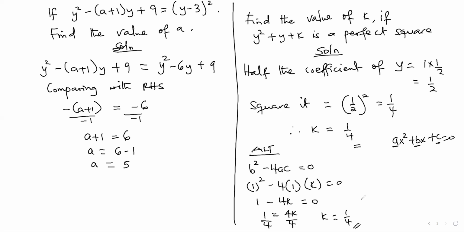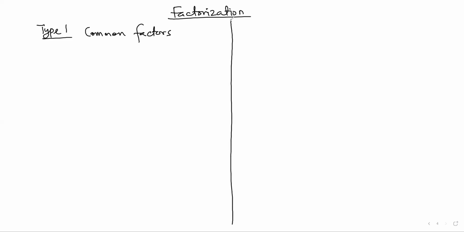Okay, so we move on to factorization. So under factorization, we're going to group them into type 1, type 2, type 3, type 4 for easy understanding. So type 1 is called common factors. And so when it comes to common factors, our duty is to look for what is common among the expression that will be given to you.